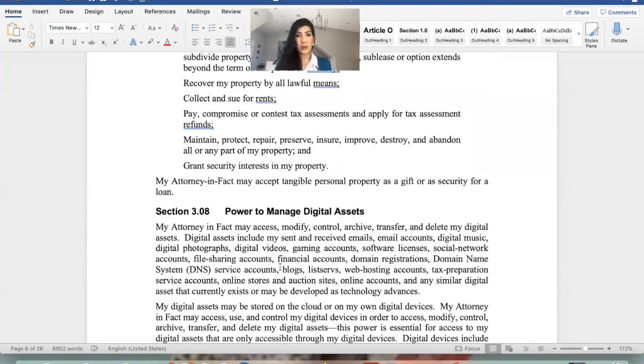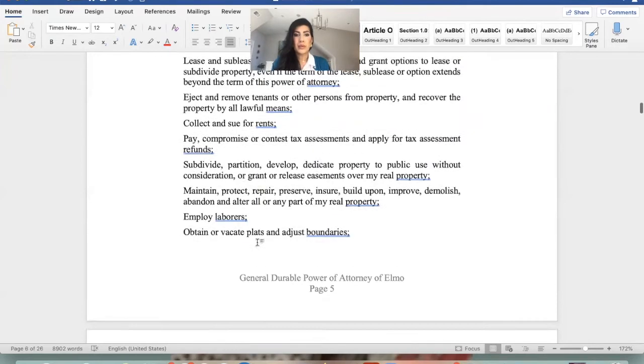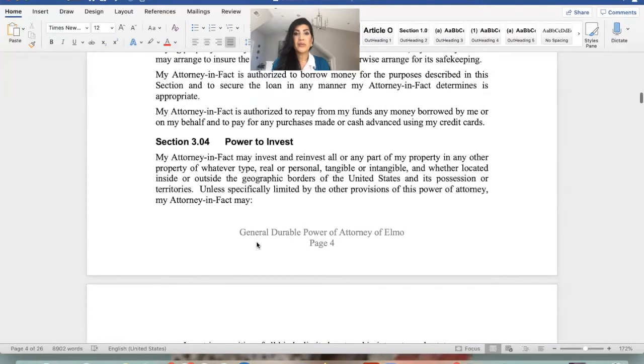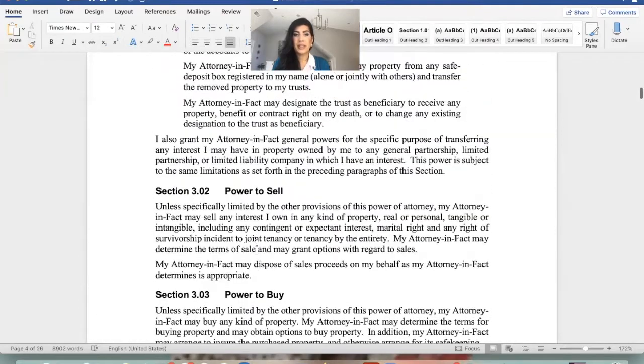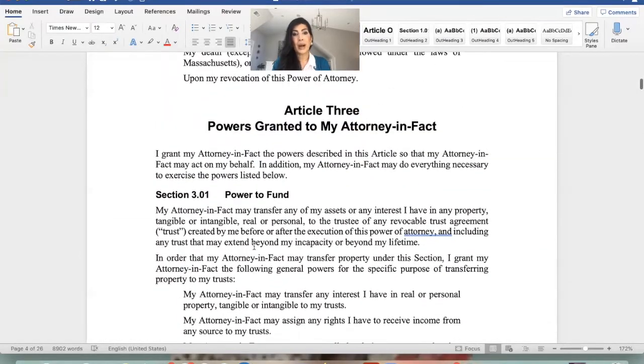I was just randomly scrolling. Digital assets, just because I'm on here, this talks about anything that is online. So this is talking about all online stuff. So read through this, scroll through this, and let me know if you have any questions. But you'll see there's just plenty of powers in here. And if something doesn't make sense, I'm happy to talk about it when we meet.